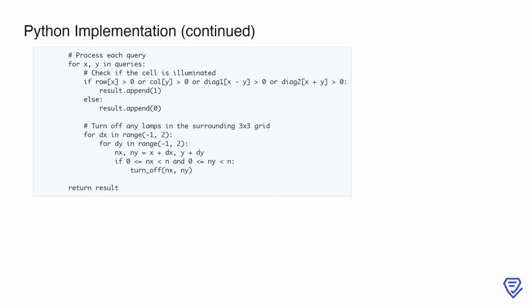This is done by iterating through all possible relative offsets dx and dy in the range of -1 to 1. For each offset, we calculate the new coordinates, nx, ny. If these coordinates are within the grid boundaries, we call the turn_off function to deactivate the lamp and update the illumination counts accordingly. Once all queries are processed, the method returns the result list containing the illumination status for each query.